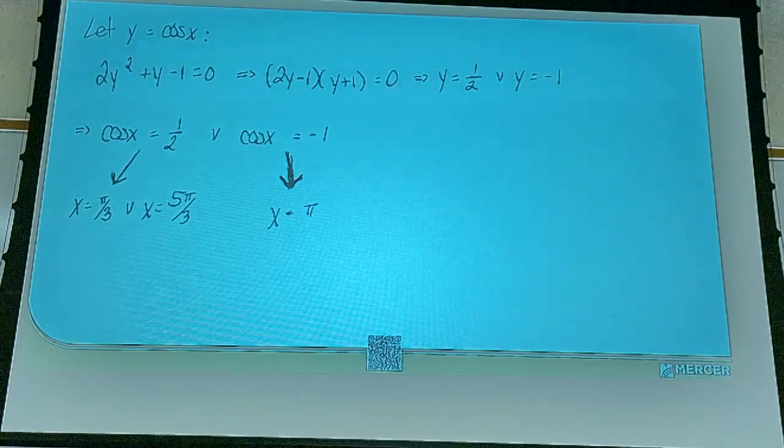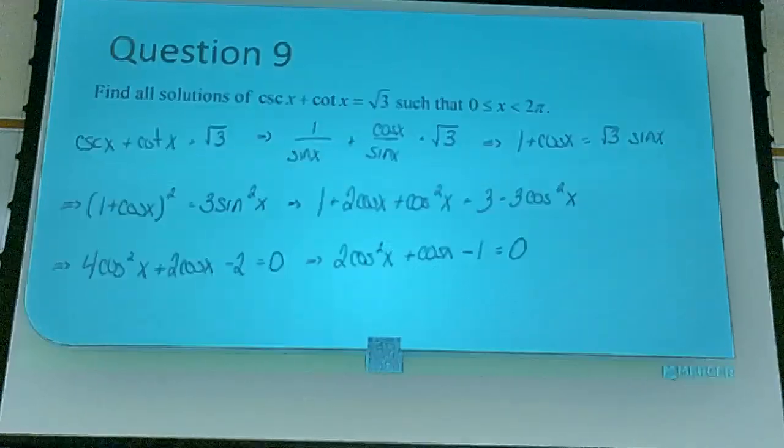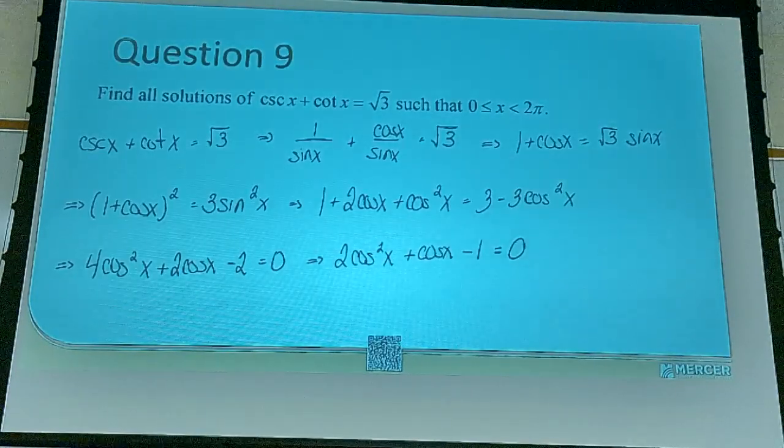However, how do we get these solutions? By squaring both sides. Just because x squared equals y squared does not mean x equals y. Right? -2 squared and 2 squared are the same, but -2 and 2 are not the same. So what we have to do now is check these solutions.